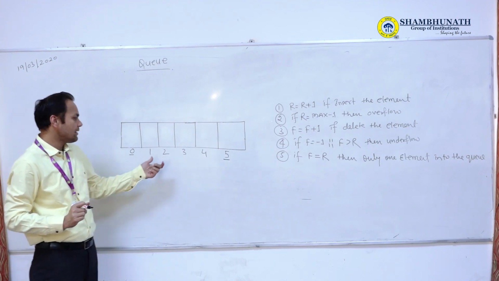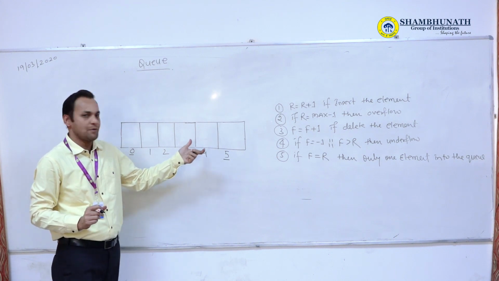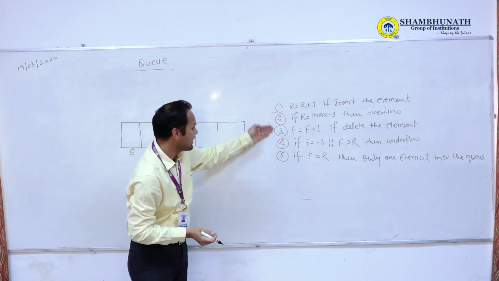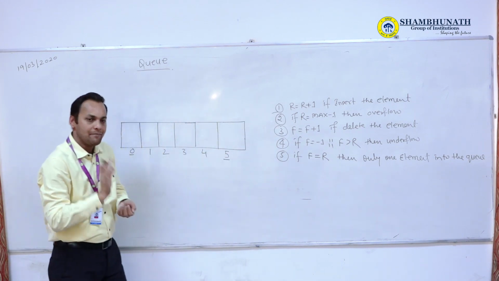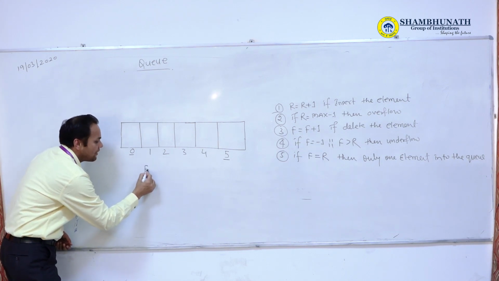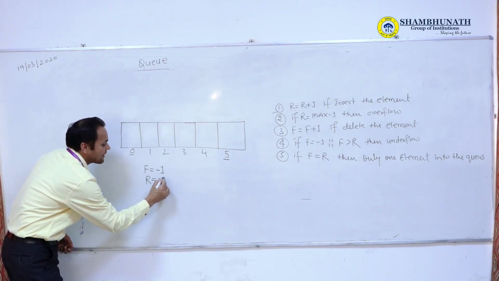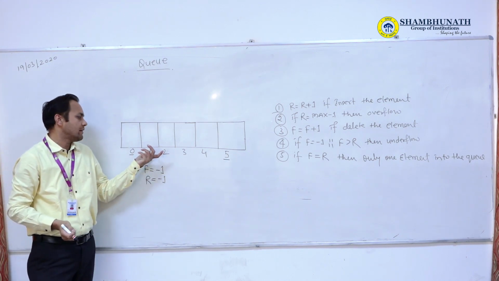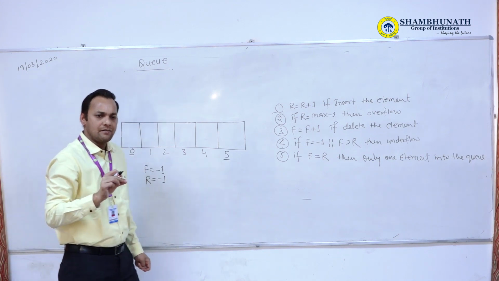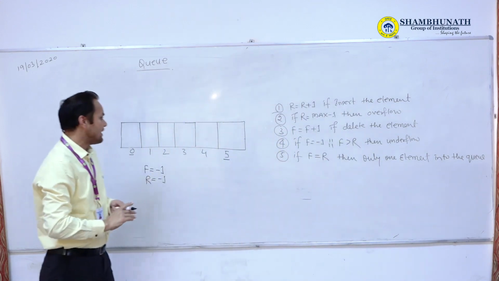Look here. Another example of the basic concept of the Q. I have already discussed these 5 conditions of the Q. At that time, the position of front is -1 and rear is -1 because there is no element in the given Q. Fine. I have already discussed that if there is no element in the Q, this is the underflow condition.